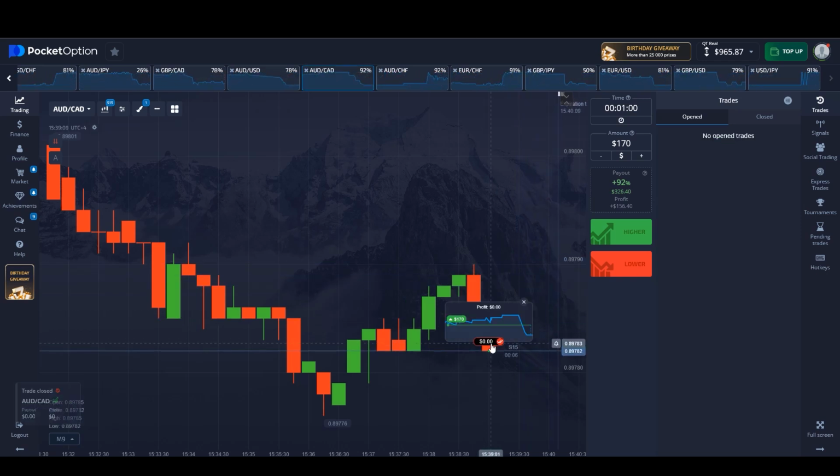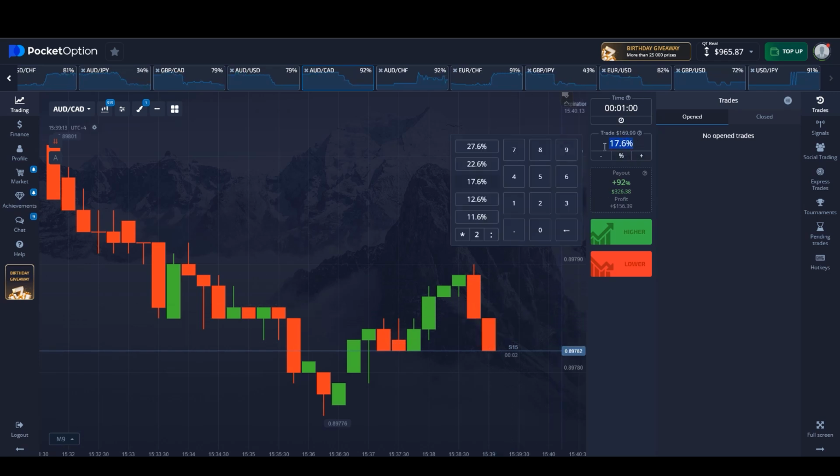Unfortunately, the second deal closes in a minus, but I will not be upset and open the next deal for 25% in order to cover my minus. And this is as much as $240.